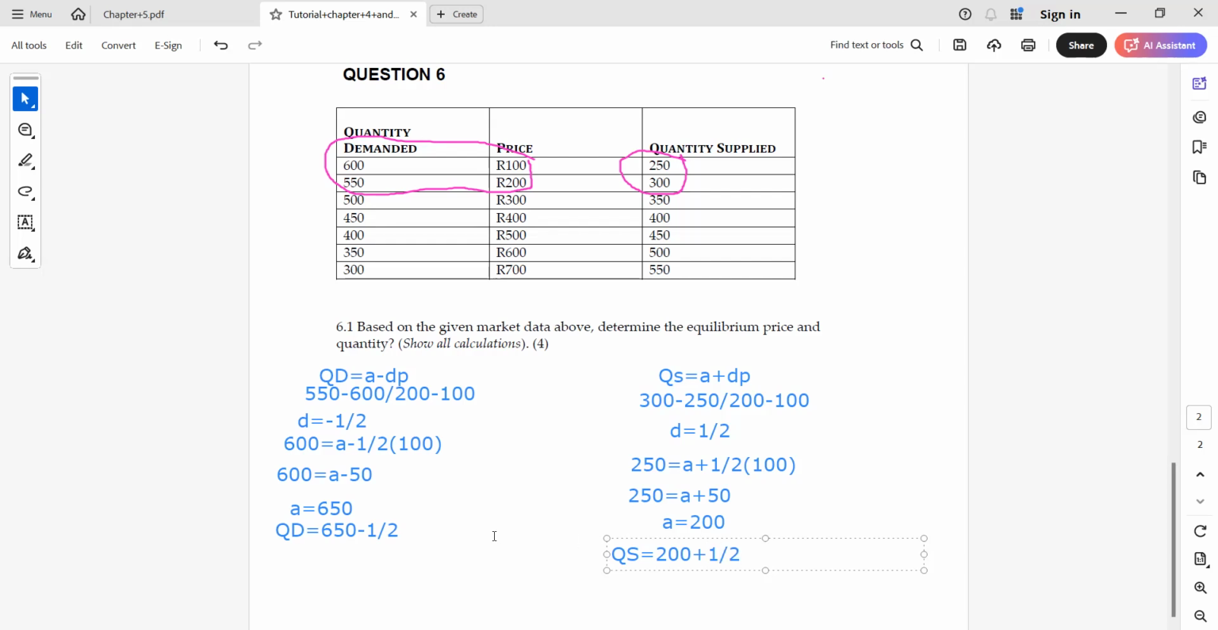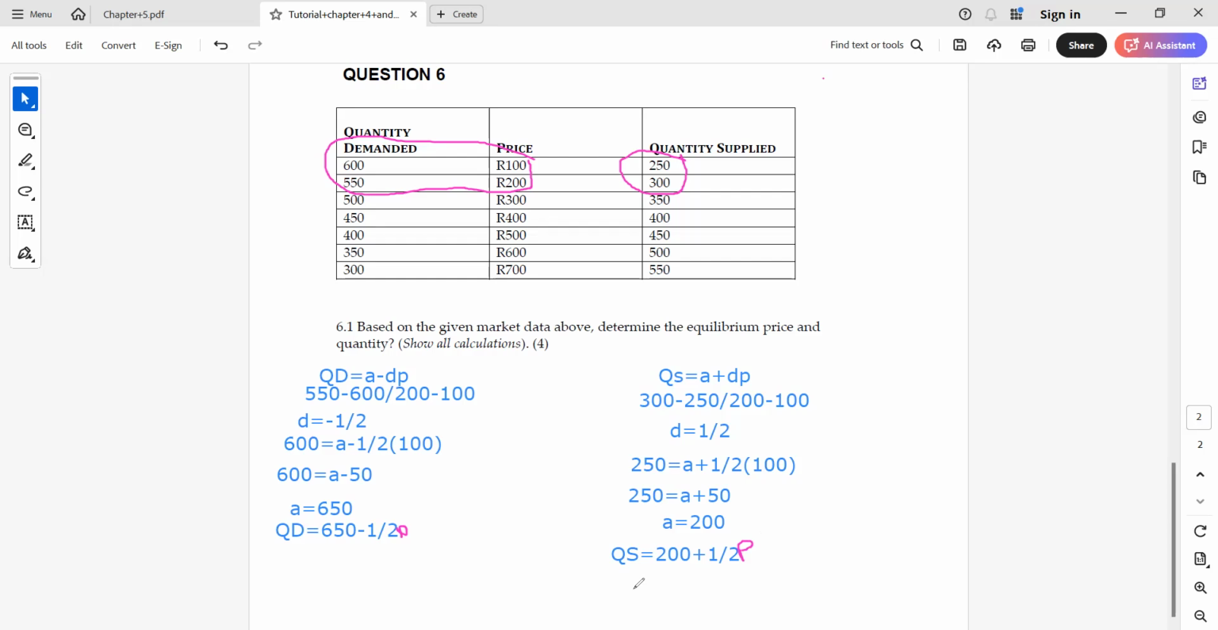And then you are not done, because they say you must determine the equilibrium price and the quantity. Oh, I forgot the P's. Let me just write them in. You're supposed to have P this side, and you're also supposed to have P here.